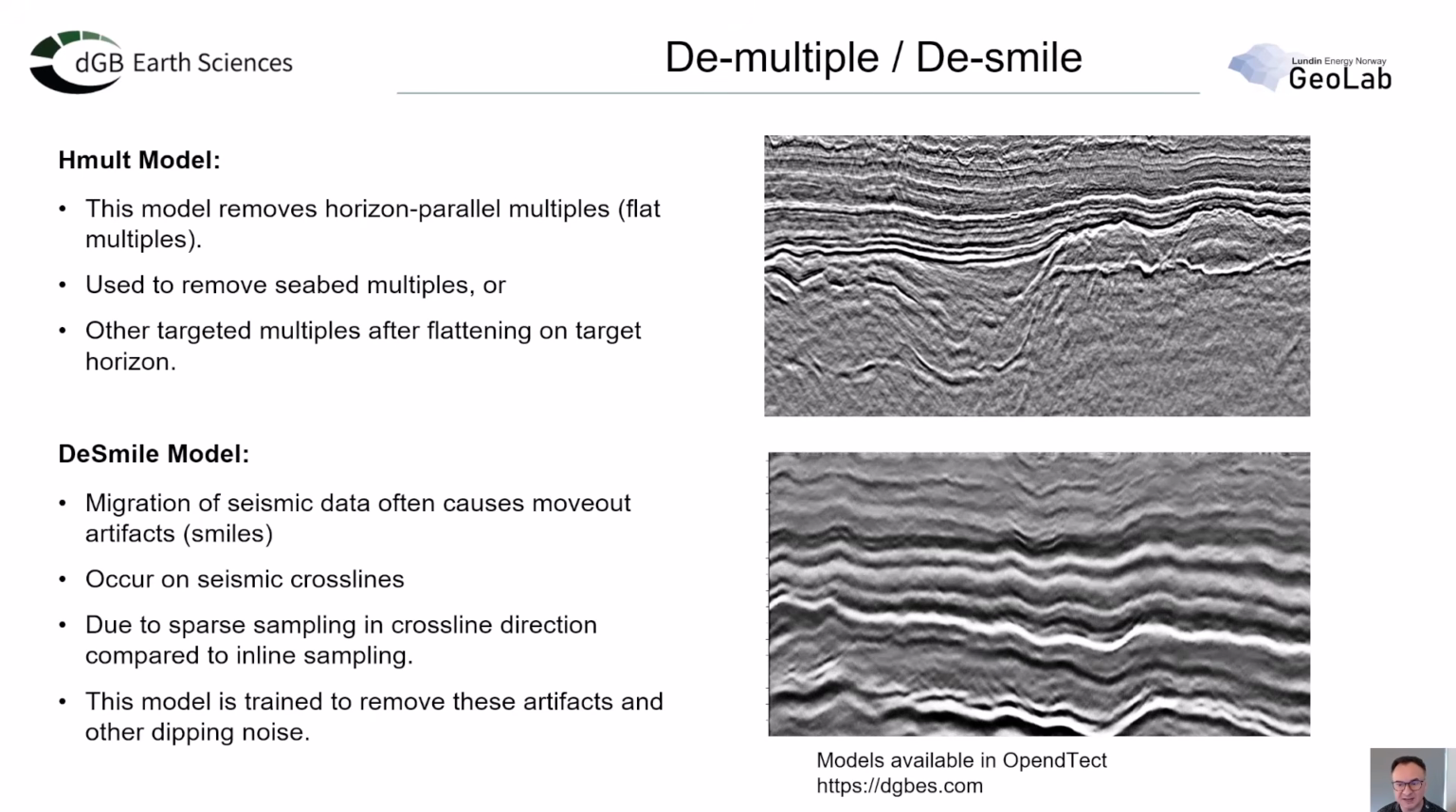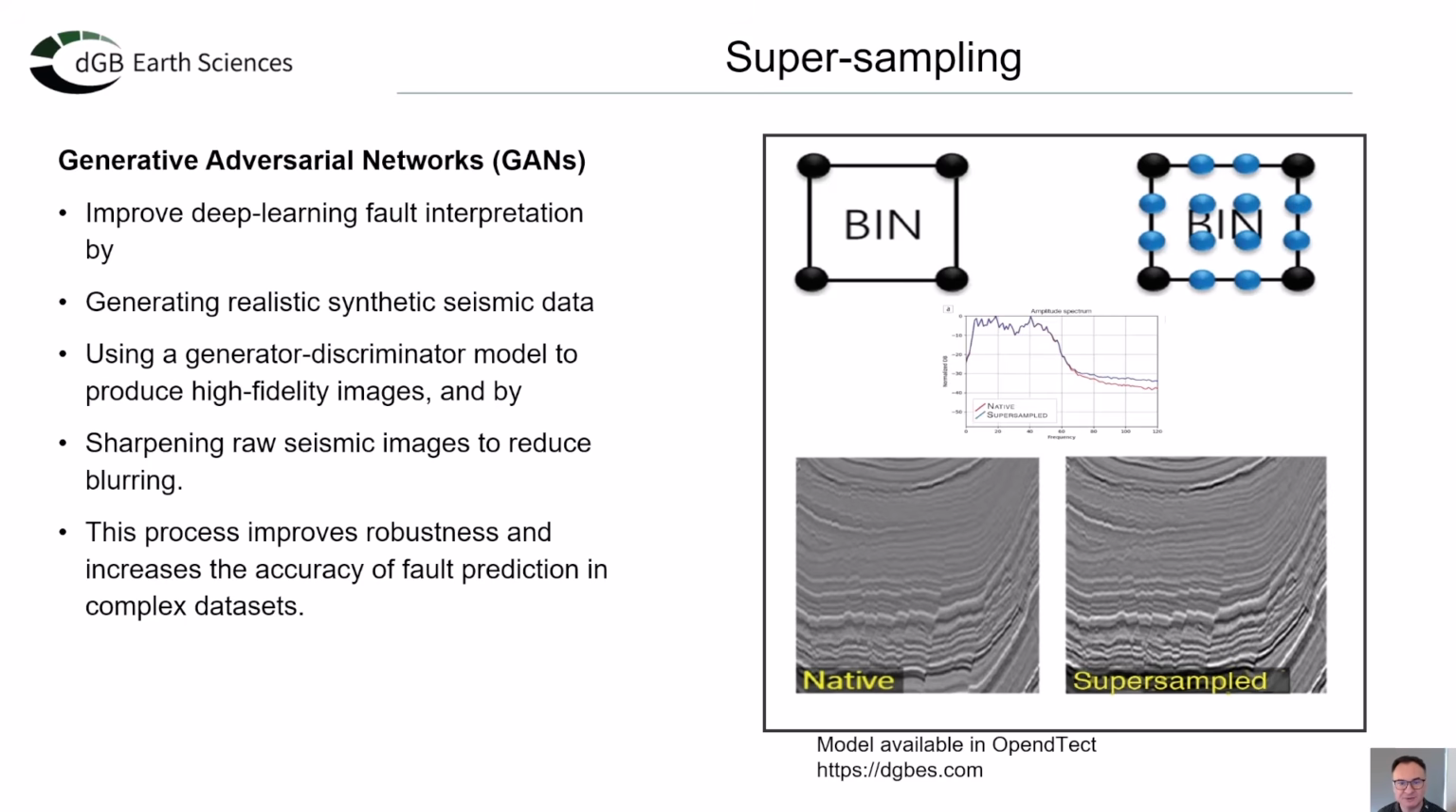And so if I go back and forth between these pictures, we can see the difference between the multiple and D-SMILE removal. We can also use GANs, generative adversarial networks, for super sampling. So improving deep learning fault interpretation by generating realistic synthetic seismic data, using this generator discriminator model to produce high fidelity images, and then sharpening those. And this increases the accuracy of our fault prediction in complex data sets.